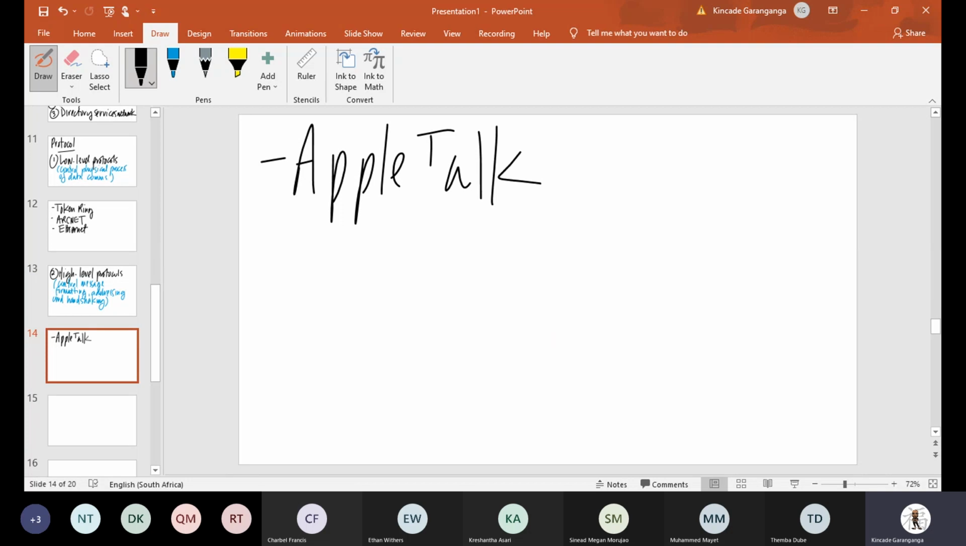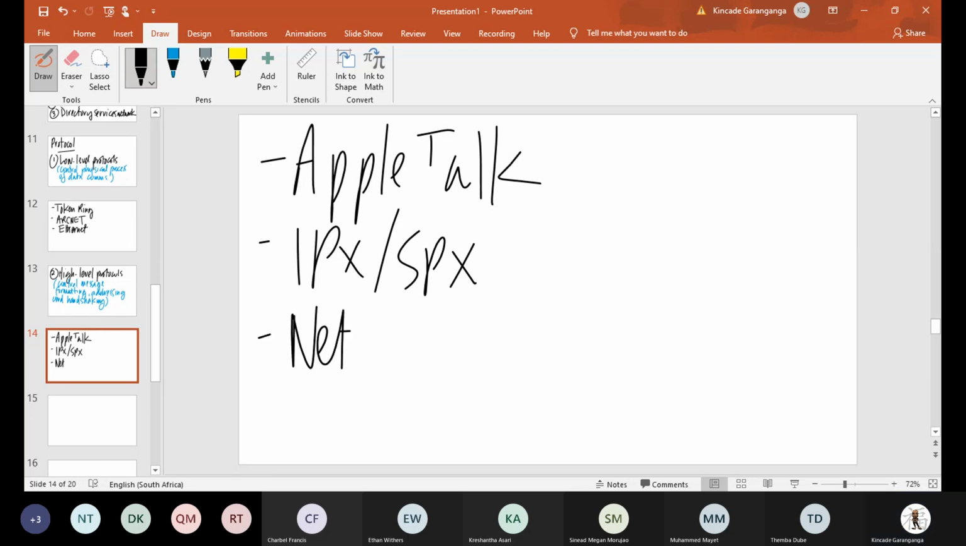A typical example of the different types that exist: AppleTalk is a typical example of a high-level protocol. No longer used though, but it gives you an idea. Then you've got IPX, SPX, which was normally used with your Novell configurations. Then you've got NetBEUI, used in MS-DOS and Windows network software.